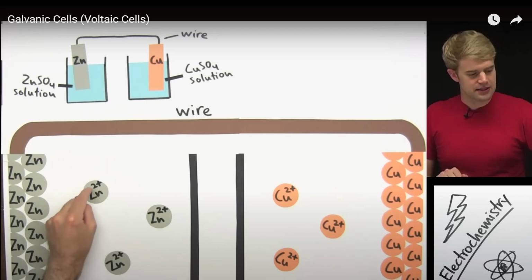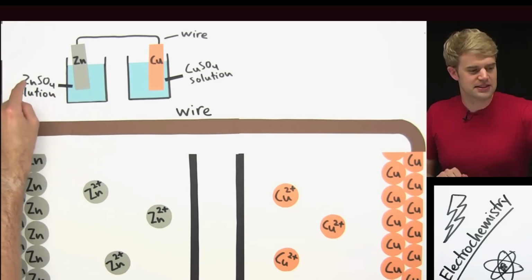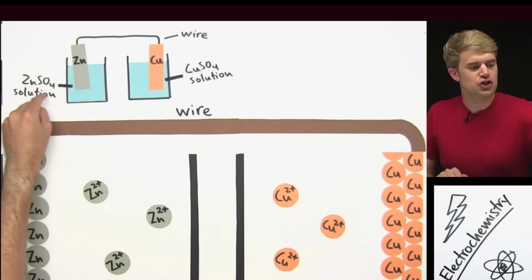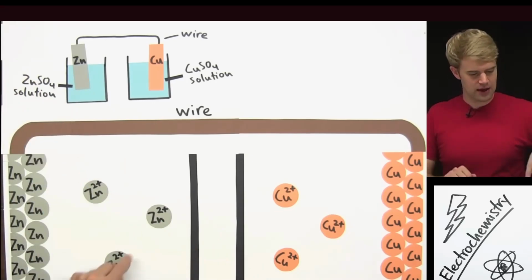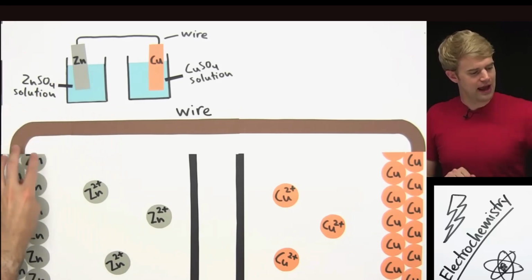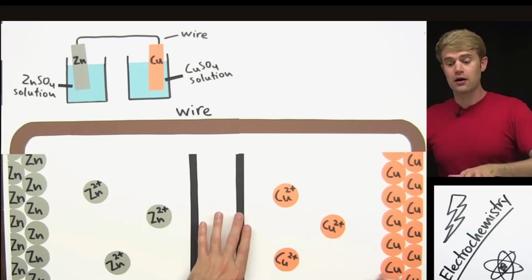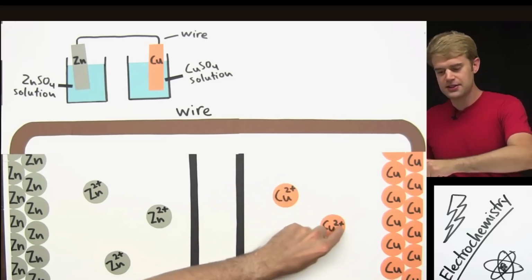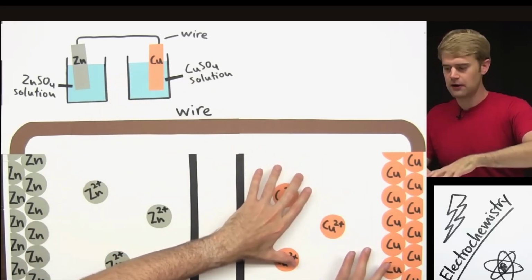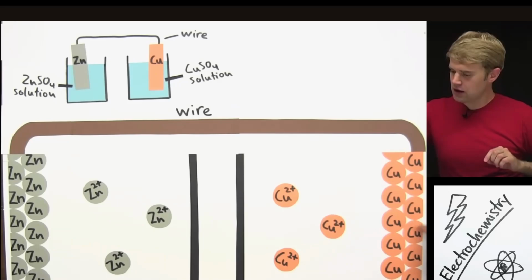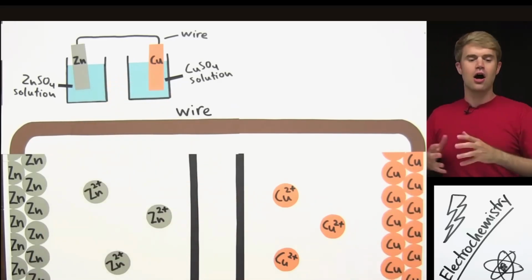And then these Zn2+ ions are in the solution. They're part of this ZnSO4 solution. I'm not showing the SO4 here. I just want to focus in on the zinc. So zinc ions in the solution and these zinc atoms in the piece of zinc. Then over here, we have these Cu2+ ions that are in the CuSO4 solution. They're dissolved here. And then these copper atoms are on the edge of this piece of copper.